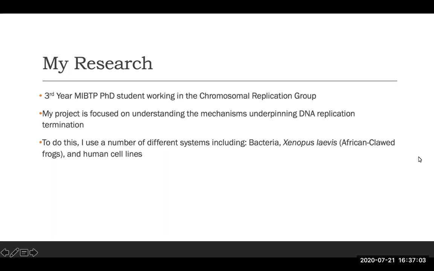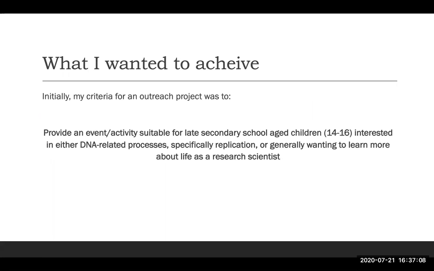I wanted to encapsulate all of that in what I wanted to achieve, but my overarching aim for the blog was to provide an activity or event suitable for late secondary school age children, 14 to 16, that are interested in either DNA replication, or generally wanting to learn more about life as a research scientist. Because I was thinking of myself at that age, I probably didn't know that much about what went on. So I thought if I could add little bits of that, it might help.